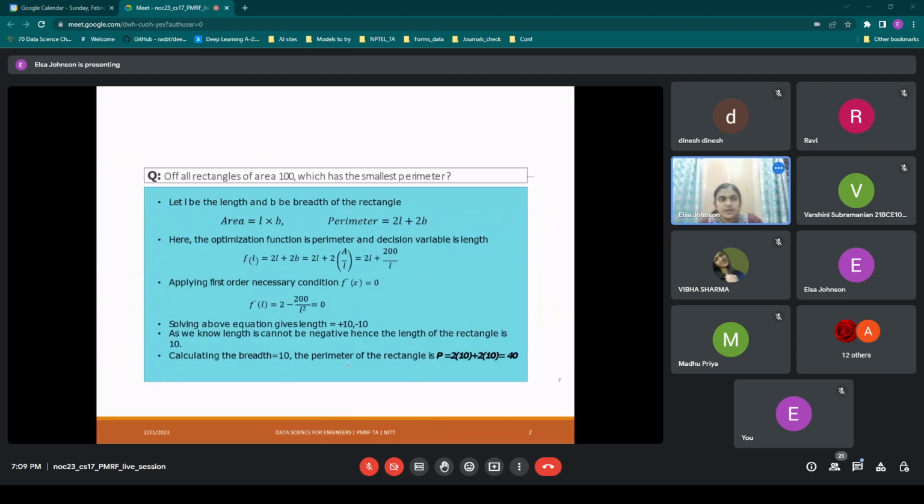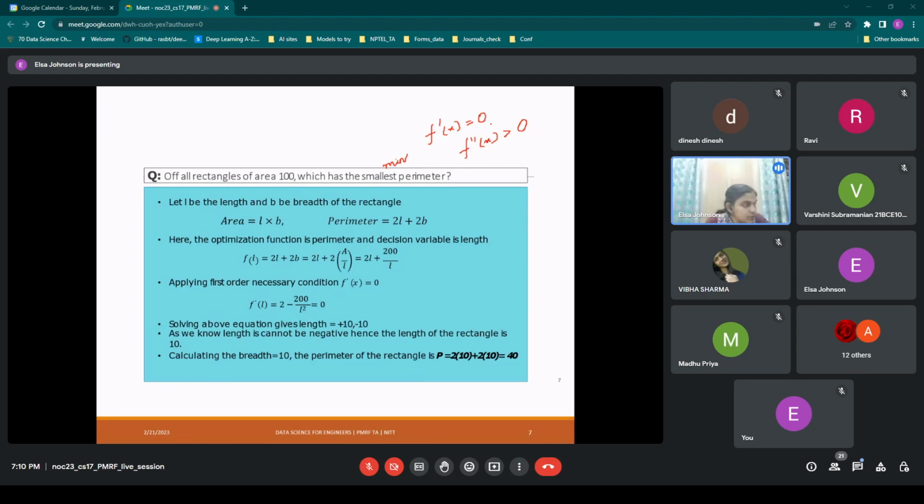Okay. Now next one, this is also a similar one only. Of all the rectangles of area 100, which has the smallest perimeter? In this one, it's given area is equal to length into breadth, perimeter is equal to 2 into L plus B. So the optimization function is the perimeter. It's asked like the minimum perimeter, so it's a minimization problem. The minimization conditions are f dash of x equal to 0, and f double dash of x should be greater than 0.